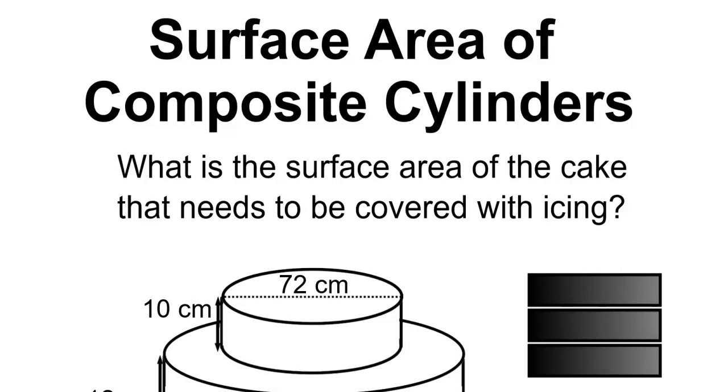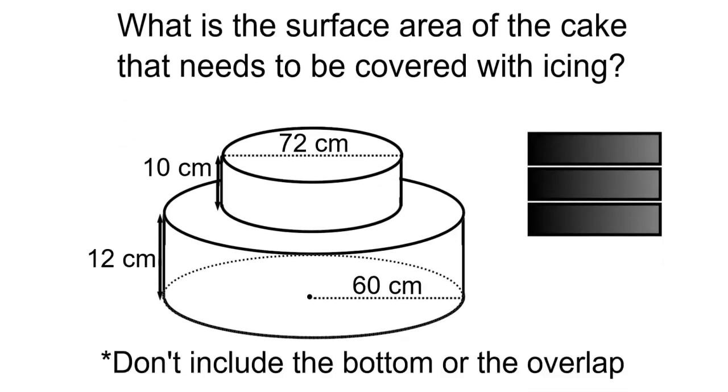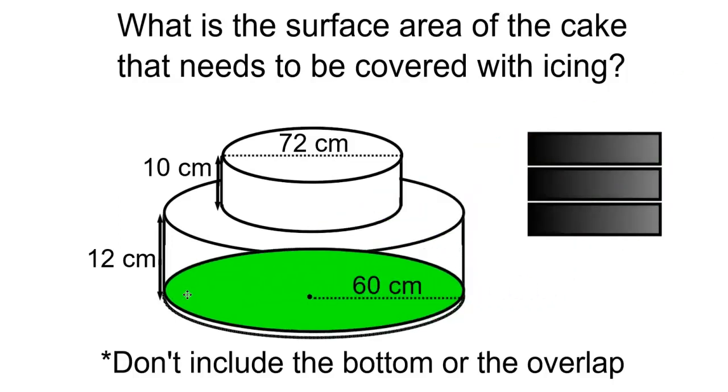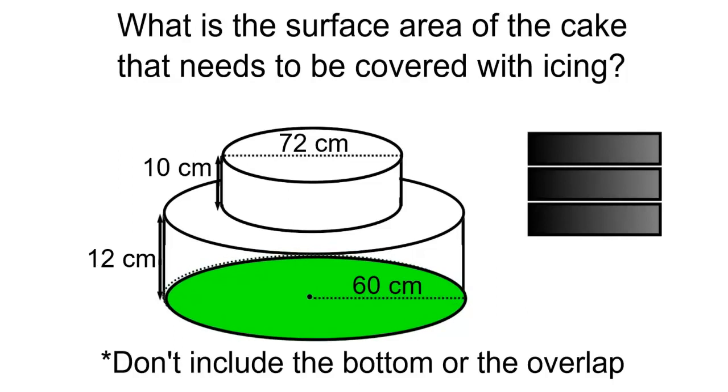Surface area of composite cylinders. What is the surface area of the cake that needs to be covered with icing? Since you're covering this cake with icing, you do not include the bottom layer or the overlap between the top and the bottom layer of the cake. And remember, there are 2 points of overlap here.